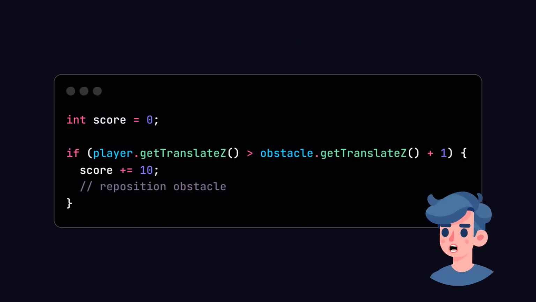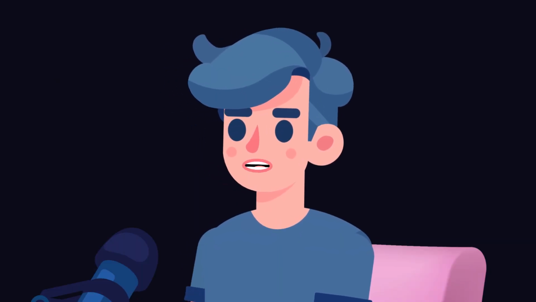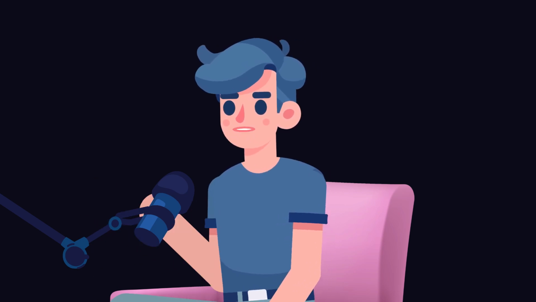Let's also add a scoring system to the game. For every obstacle jumped over, the player will earn points. We check the player's position relative to obstacles. Each time the player jumps over an obstacle, the score increases, and we can reposition the obstacle to maintain gameplay.